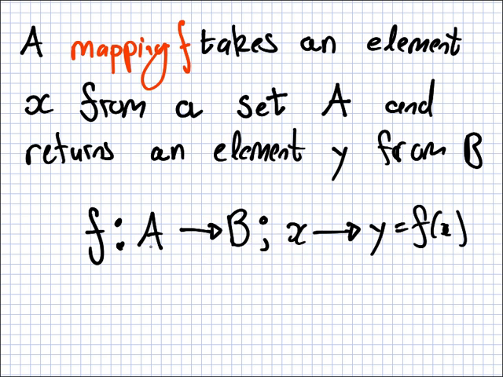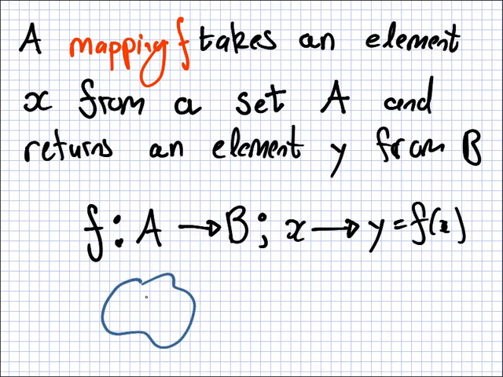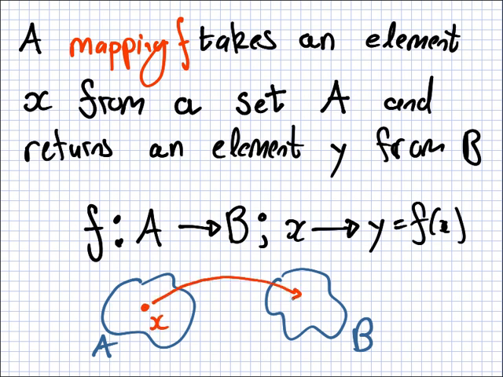So what you're saying is, you can picture it like this. This is set A. This is set B. This is x, and x gives you y if you calculate f of x. I'll give you an example in a moment.